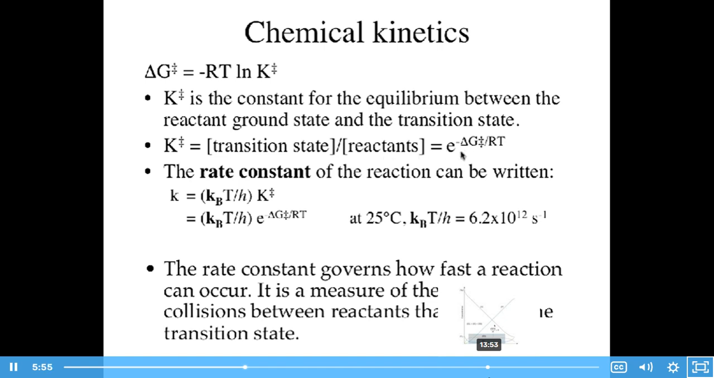We can define the rate constant of a reaction as k = kBT over h, the Boltzmann constant times temperature over the Planck constant. That kBT over h is about 6 times 10 to the 12th per second. But we're going to multiply that by K double dagger, which will be a very, very small number. So we're multiplying a very large number by a very small number. So this rate will be, well, it depends on what this product is. And that's the rate constant for the reaction.